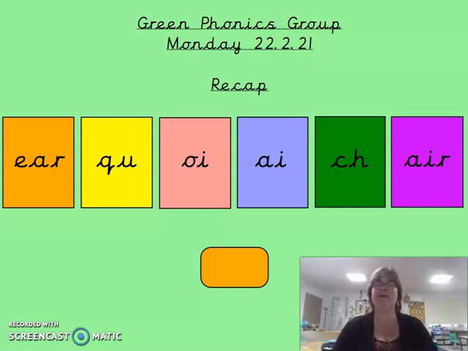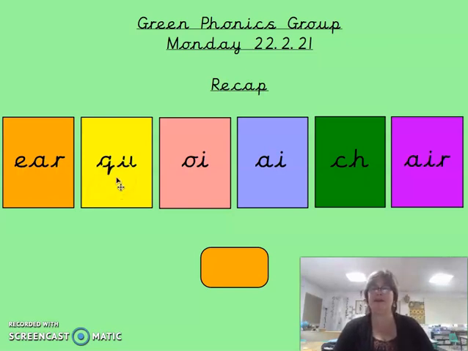Okay, so on screen today, we have a recap of some of the phase 3 sounds that we were learning last term. Let's see how quickly we can go through these and check that we know what they are. What's this one? The orange. It's ear, isn't it? Do you remember our ear, our trigraph?